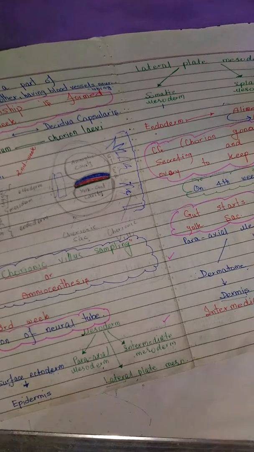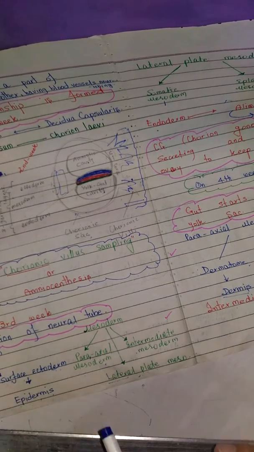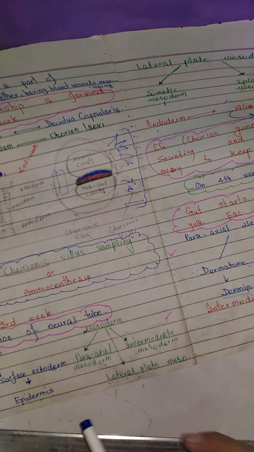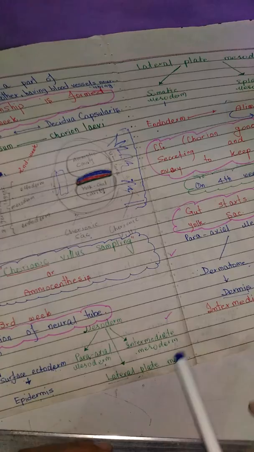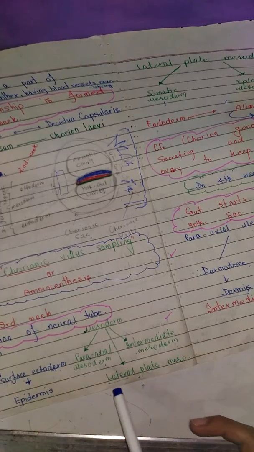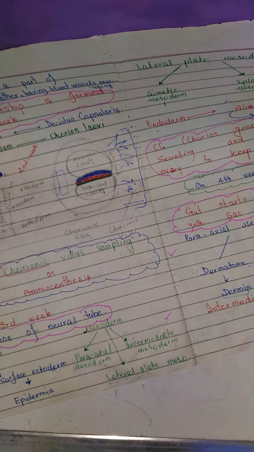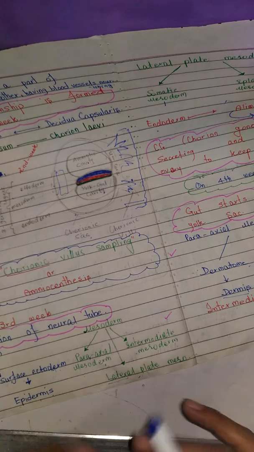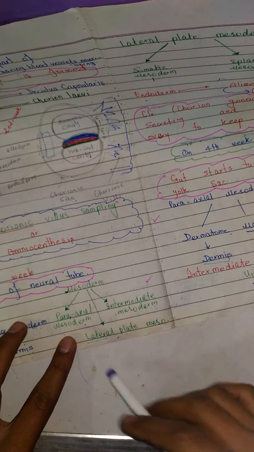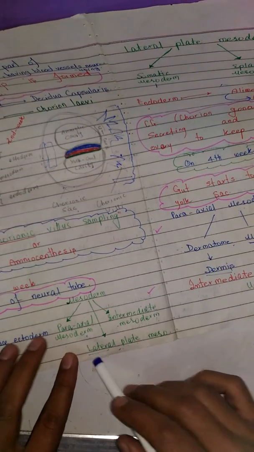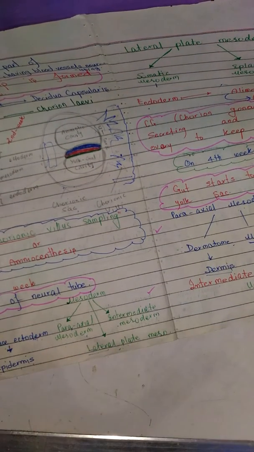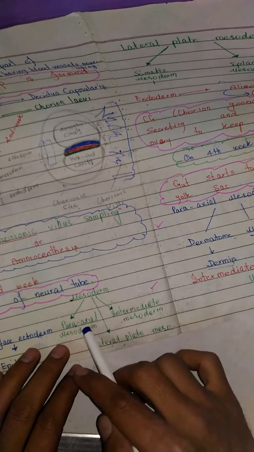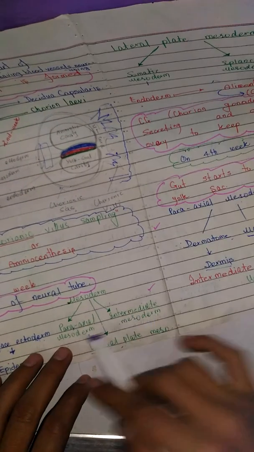Mesoderm, the in-between layer, will form three structures: paraxial mesoderm, intermediate mesoderm, and lateral plate. The paraxial mesoderm, para means around or about, axial means the center. So this section of mesoderm is in the center. And lateral plate, lateral means periphery or the sides. So lateral plate mesoderm is on the sides. Between these two, there is intermediate mesoderm.